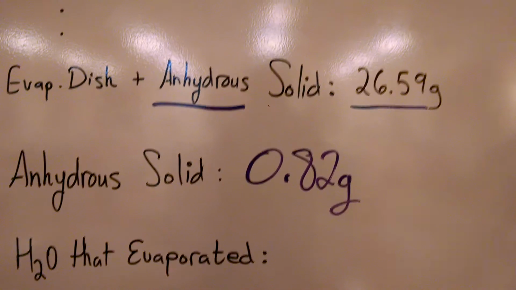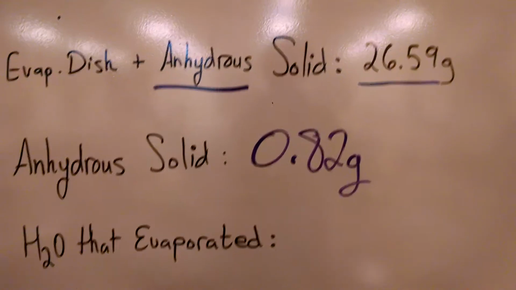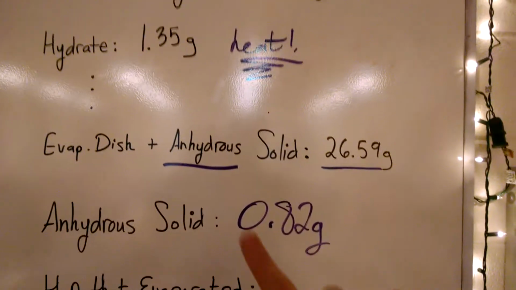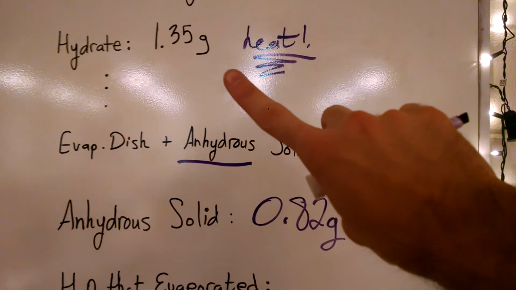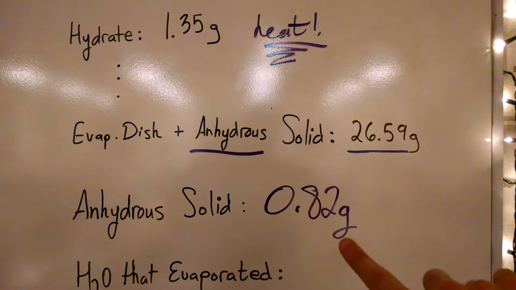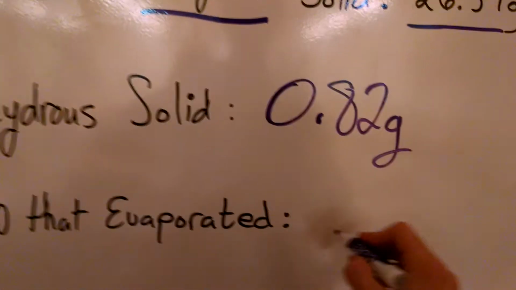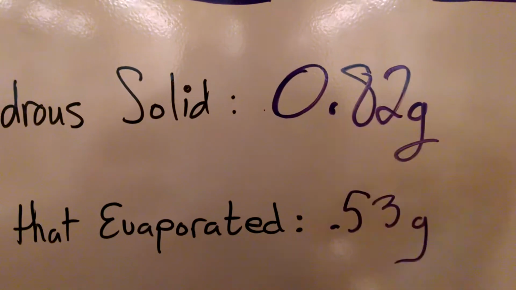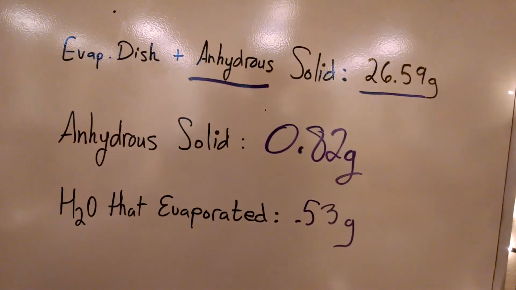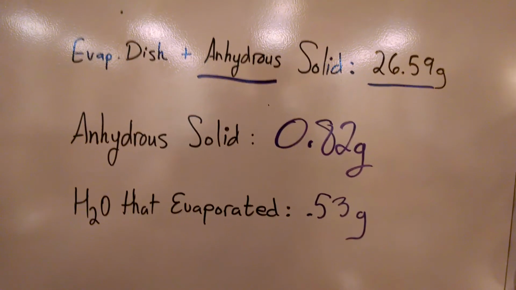Then to find the water that evaporated, obviously you can't just collect all the water that evaporated and mass it. So you have to use just the power of subtraction. In this case, the hydrate was 1.35 grams. Again, the hydrate has the water included, the anhydrous doesn't. So if we just subtract those two, we get the mass of water that evaporated, which will end up being 0.53 grams. Awesome.